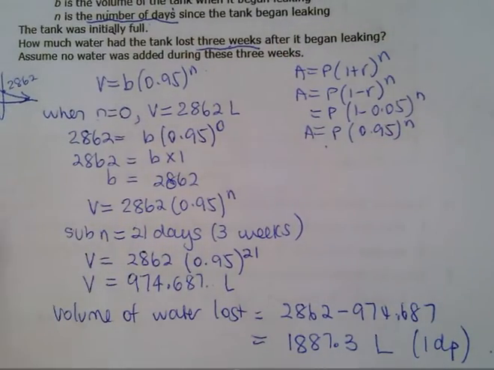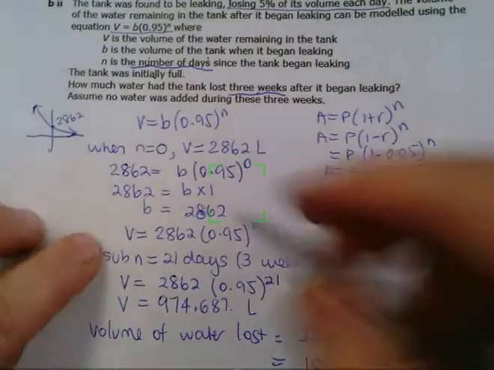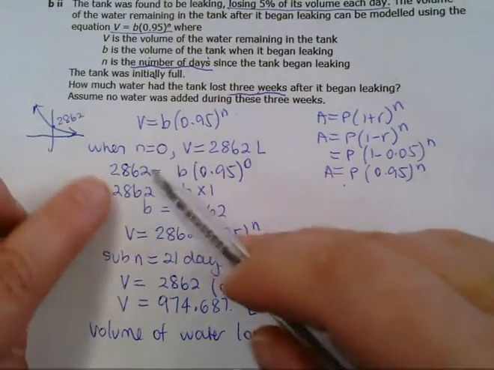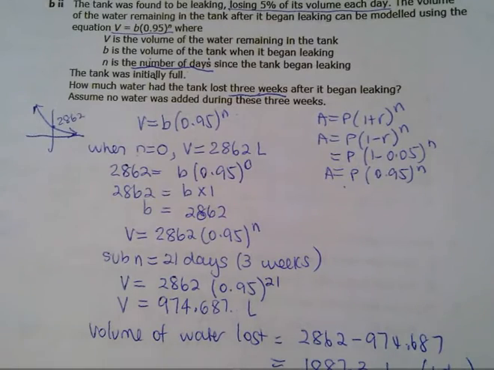The formula doesn't give you how much it lost. The formula just gives you the volume of water remaining in the tank. So you know initially there was 2862 litres. Now there's only roughly 974.7 litres. To work out what it's lost, you have to subtract.